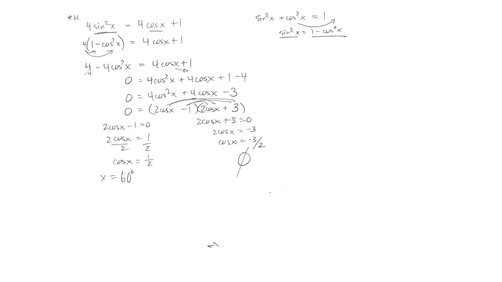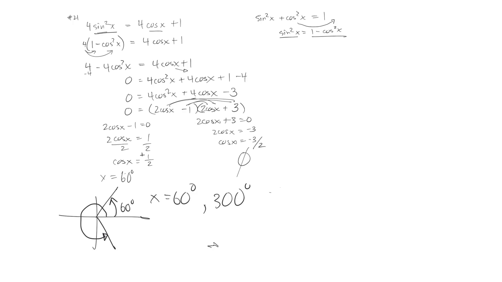And so that can happen in 4 places, but cos is positive, so it can only happen here and here. So this angle here is 60 degrees. That's one of my solutions, and my other solution is that one to there. So it'd be 360 minus 60, or 300 degrees.